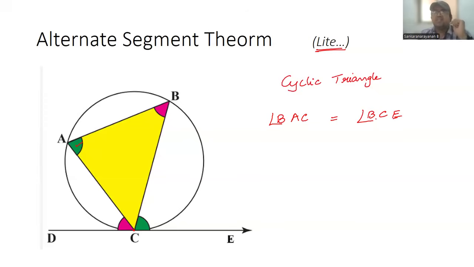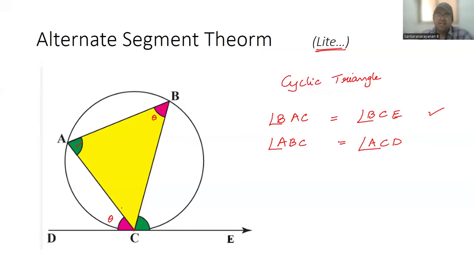Okay. This alternate segment theorem tells the same thing, but they have used some other different words over there. But in a nutshell, this angle BCE and this angle BAC will be equal in measurement. In the same way, we can talk about angle ABC. It will be equal to angle ACD. Look at the pink color here. So this angle, let me call it theta. Angle ACD also will be theta.